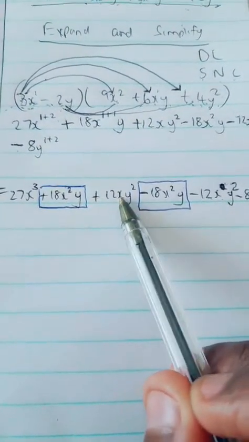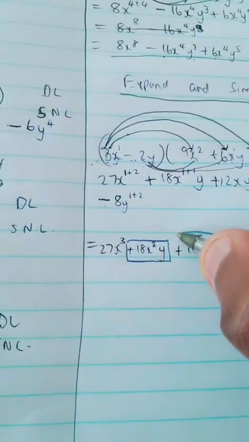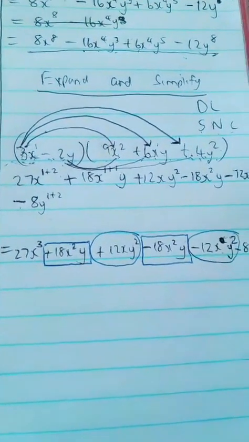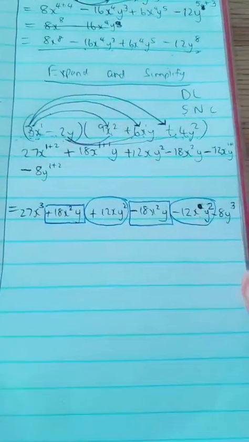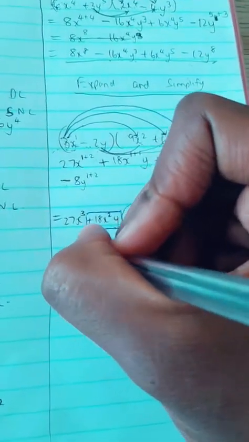Plus 12xy squared is a like term to negative 12xy squared. So they are friends. They are wearing the same jersey. So like terms can be added or subtracted. 27x cubed has no friend.